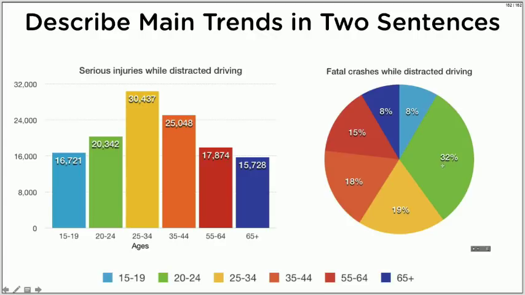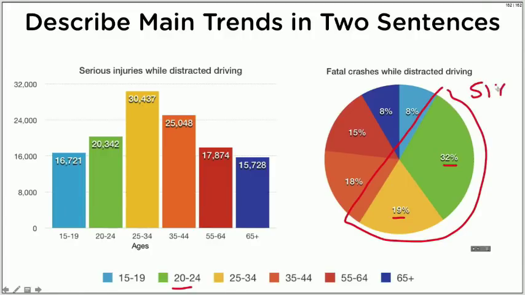Well, for me, I saw that the big green bit here, which is the 20 to 24-year-olds, and the yellow bit, in fact, that makes up over 50%. That makes up, in fact, 51% of all fatalities. So what I'm going to do here in one sentence is describe, I'm going to say the 20 to 34-year-olds, I'm going to collapse these two age categories into one, accounted for 51%.